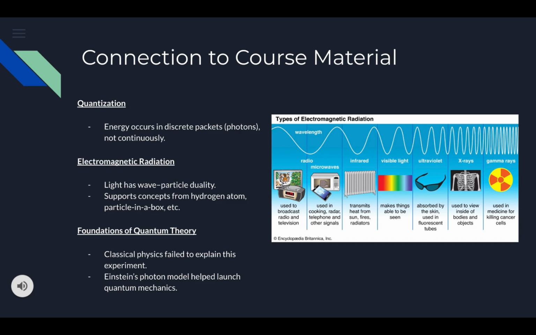The photoelectric effect is one of the key concepts that actually led to the development of quantum theory. Classical physics couldn't explain why the energy of ejected electrons depended on the light's frequency instead of its intensity. The photoelectric effect essentially marks the point where physics shifted into the quantum era, which is the foundation for everything we've been learning in this class so far.